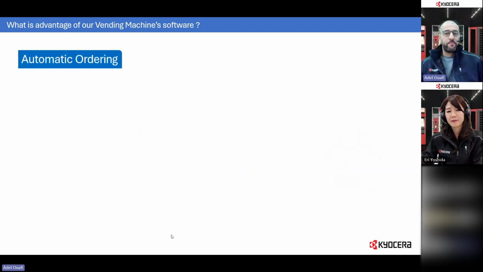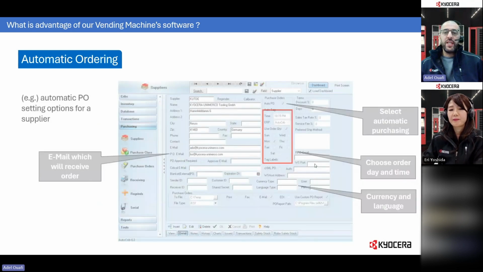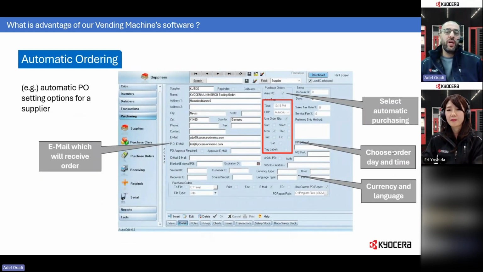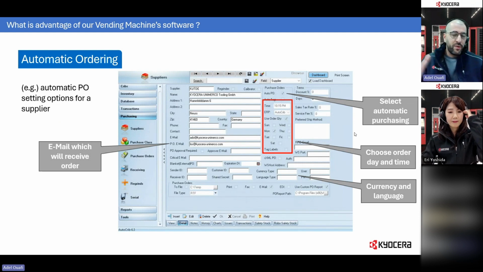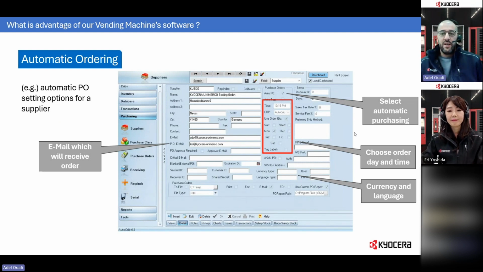So on that layout, we see where you will fill in all the information needed for your supplier. You can select whether the orders related to that supplier should be automatic or not, just with a check mark. You can decide the order days and time, either one day in a week or 2 days, 3 days in a week, or all the days. You have to decide. Also the time.